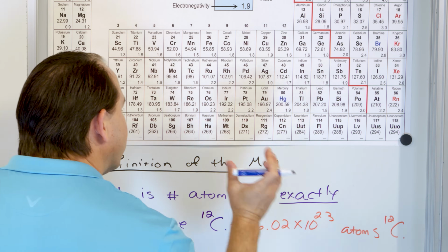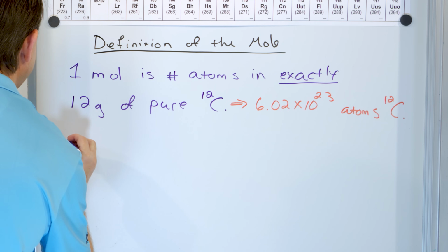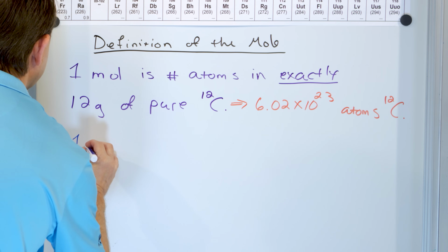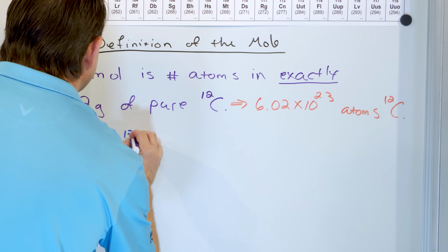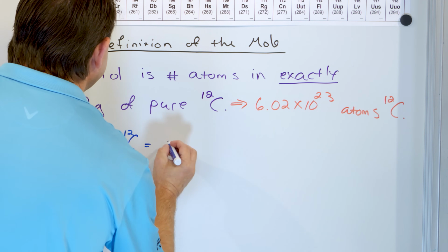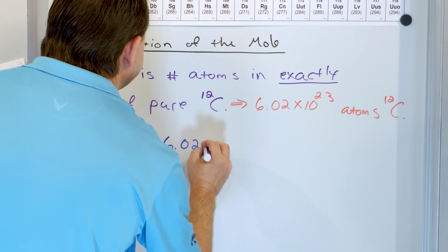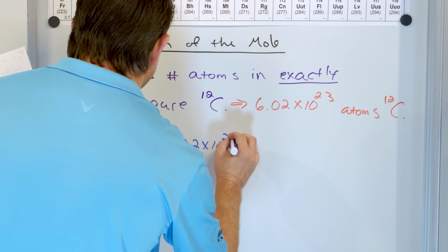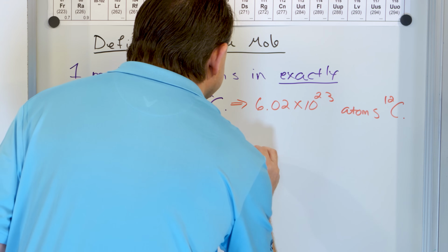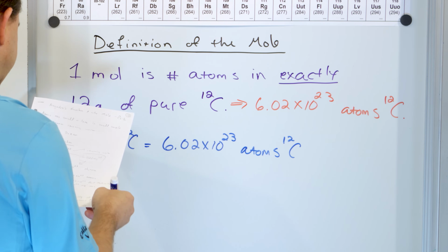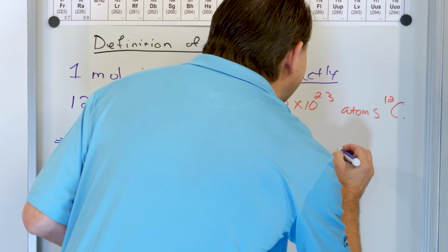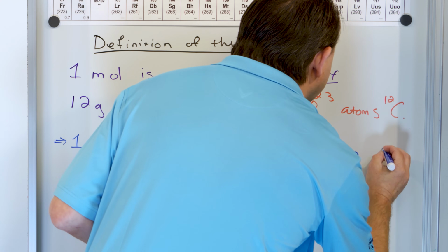This is how many. We're going to call that 1 mole. So what we have figured out is that 1 mole of carbon-12, which is that version of carbon we're talking about, is equal to 6.02 times 10 to the 23rd atoms of carbon-12, right? That's exactly what it means. But that's also exactly equal to 12 grams of carbon-12.